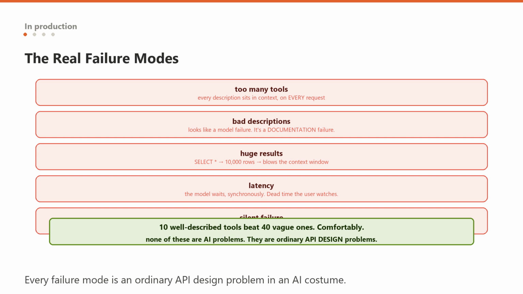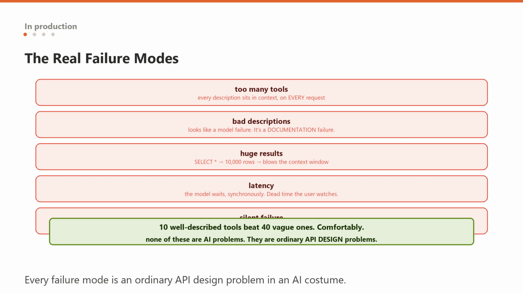Bad descriptions. The model calls the wrong tool, or calls the right tool with nonsense arguments, and it looks like a model failure, but it is a documentation failure. Huge results. Your tool does a select star and returns 10,000 rows, which blows the context window, costs a fortune, and buries the answer. Paginate, truncate, and summarize inside the server. The server should return what is useful, not what is available.